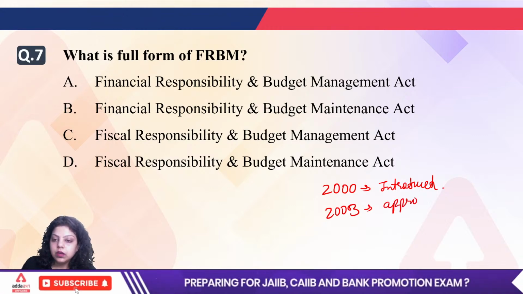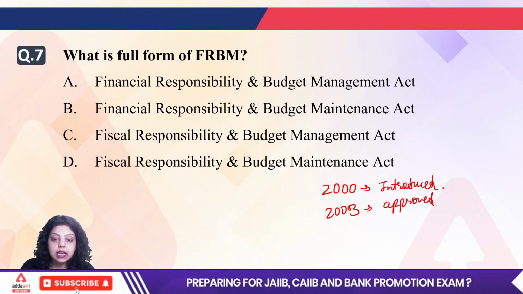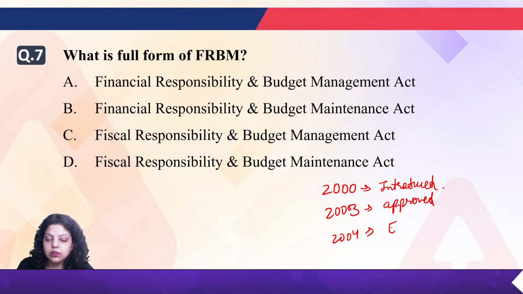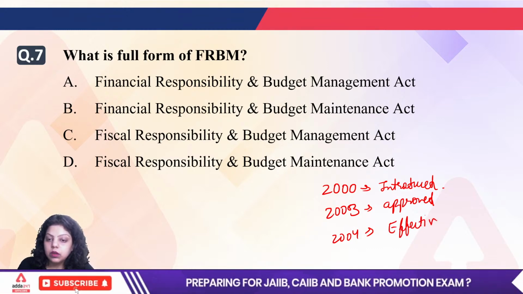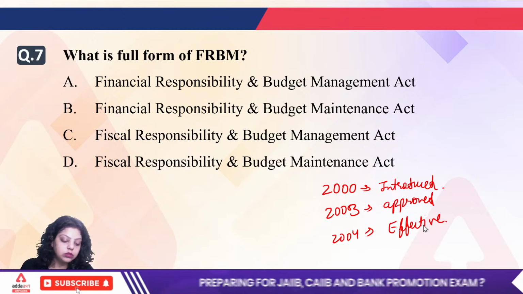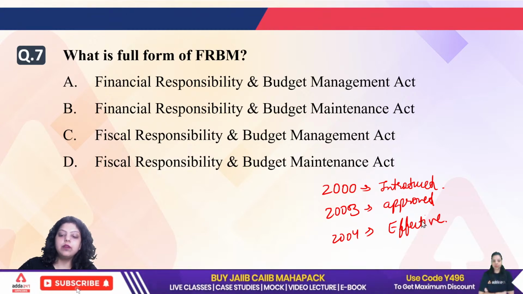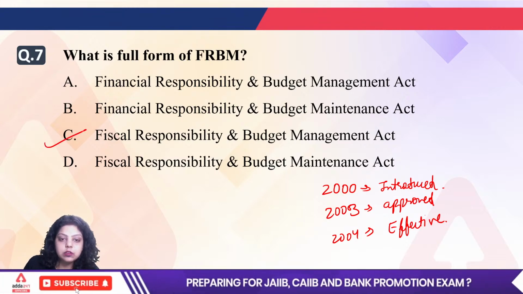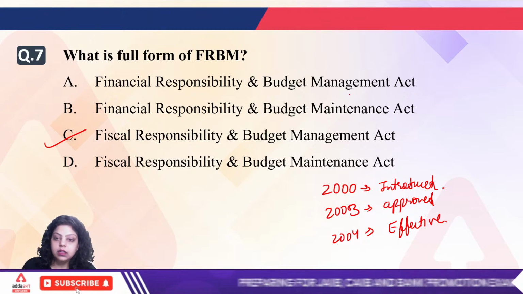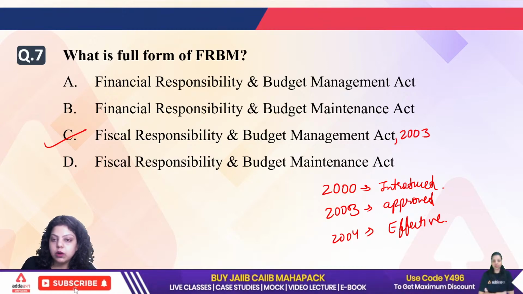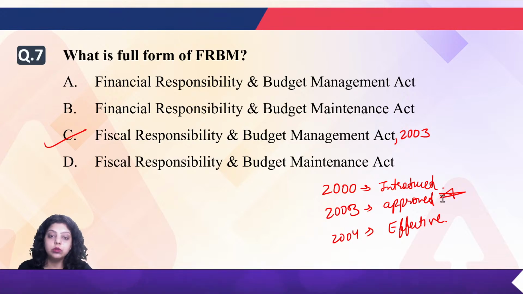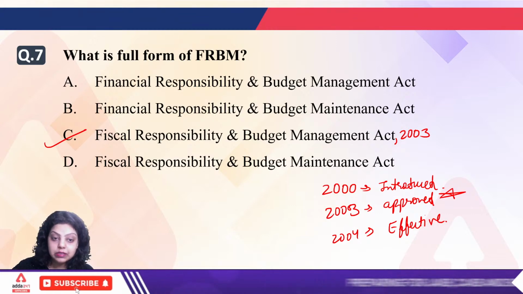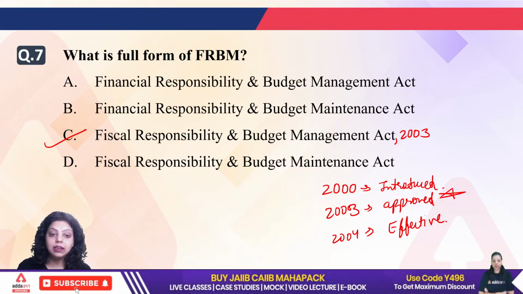Okay, and it came into force from the year 2004, or we can say it was effective from 5th of July 2004. Now FRBM Act, everyone is giving different answers. Right option is your Fiscal Responsibility and Budget Management Act. It was launched in the year 2003 because it was approved by the Union Cabinet in the year 2003. So the right year for FRBM Act is 2003. It stands for Fiscal Responsibility and Budget Management Act, FRBM.